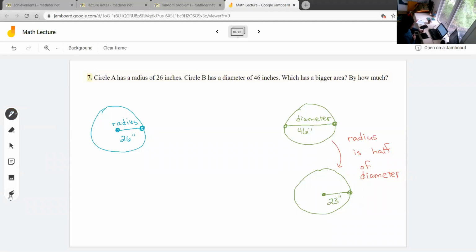Okay, so we can tell right away this one is going to be bigger because its radius is 26 and the other one's radius is 23. But it says by how much, so I actually have to do the math. So area of a circle is pi times radius times radius. If you like the squared, you could do radius squared.